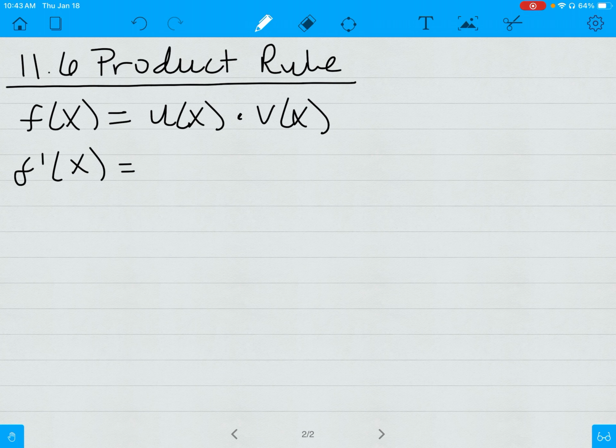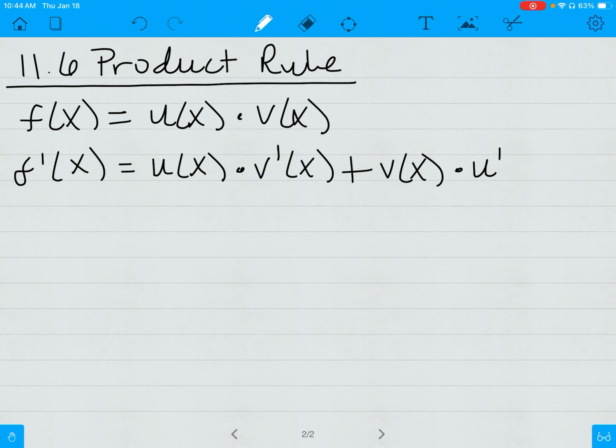The product rule says that the way that we find this is that we take the first function times the derivative of the second function, plus the second function times the derivative of the first function. Okay, so that's what the product rule says.